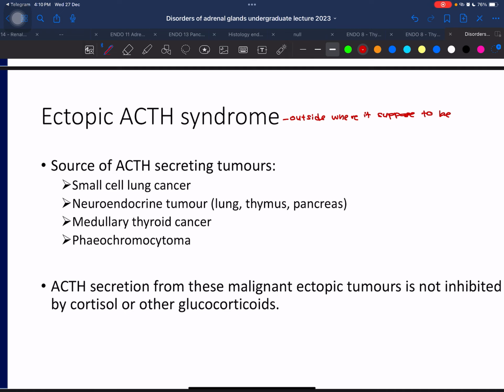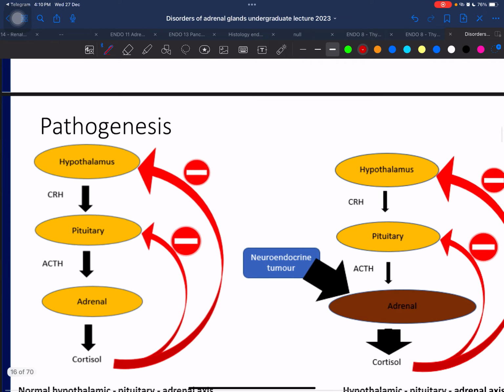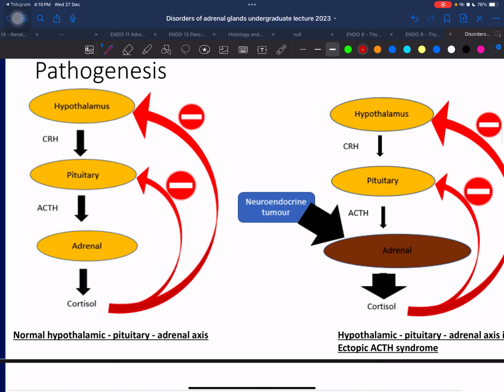So again, this is the normal one, right? So what happens here? The ectopic tumors are outside. An example here is the neuroendocrine tumor. It produces huge amounts of ACTH, huge amounts. So the adrenal gland is also hyperplastic already. It produces huge amounts of cortisol. Negative feedback goes to the hypothalamus and pituitary. It works, correct? Your CRH and ACTH is decreased.